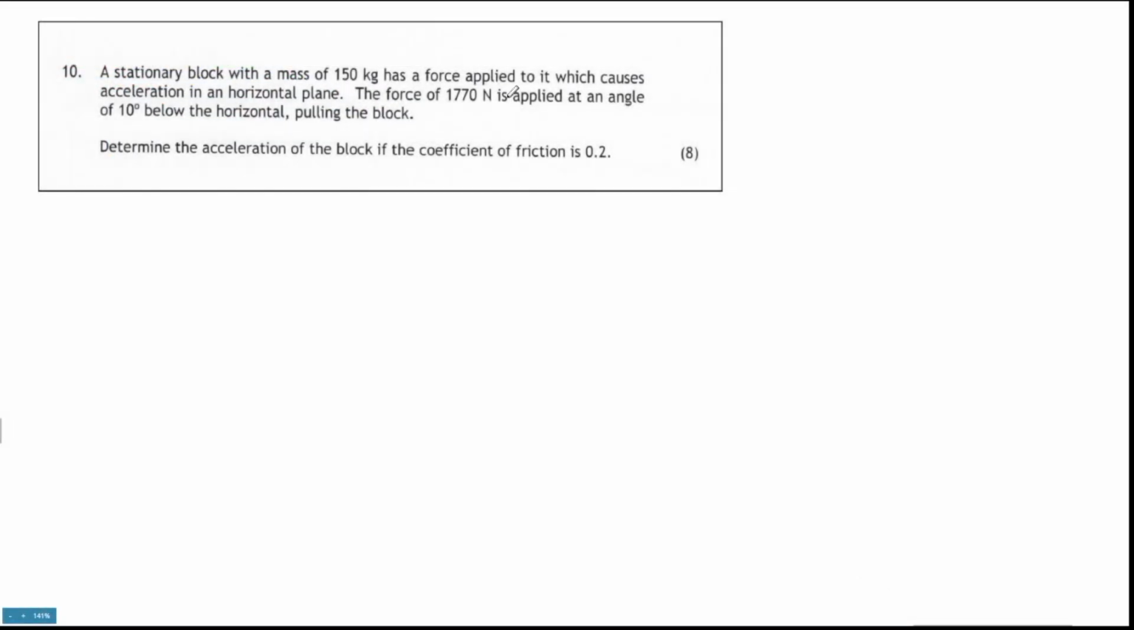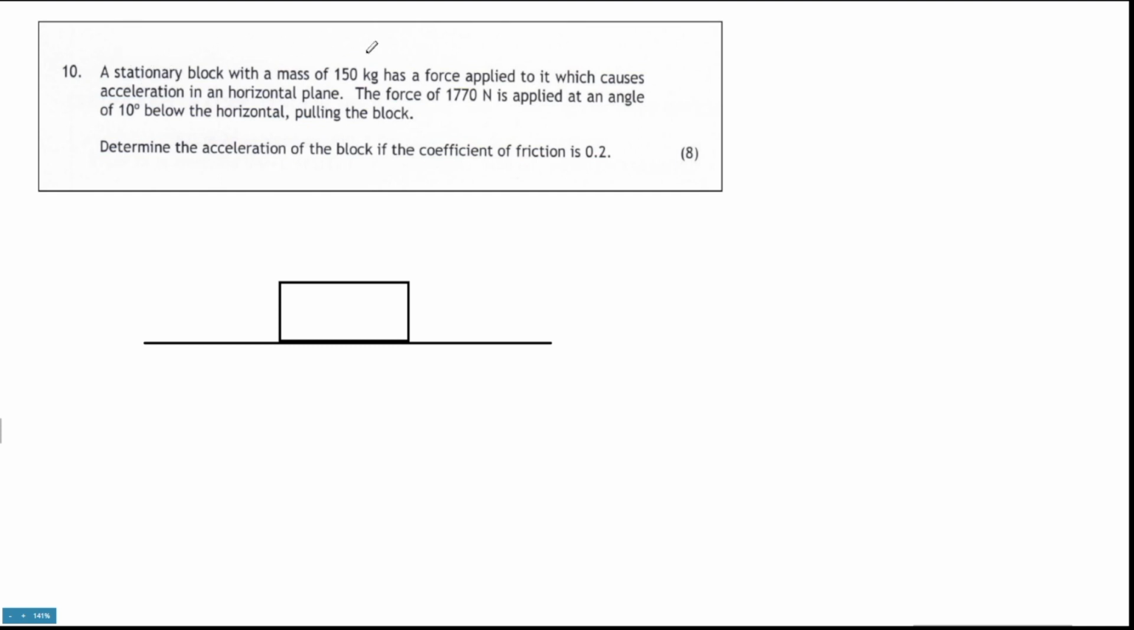Okay, question 10. It looks like a SUVAT equation, I think, or maybe a friction equation. Let's have a look. A stationary block with mass 150 kilograms has a force applied to it which causes acceleration on the plane. Looks like an easy one. It looks like we've done all the hard ones in this test. There are going to be hard questions and easy questions, and they're quite evenly distributed most of the time. Sometimes you get a couple of really hard ones together.